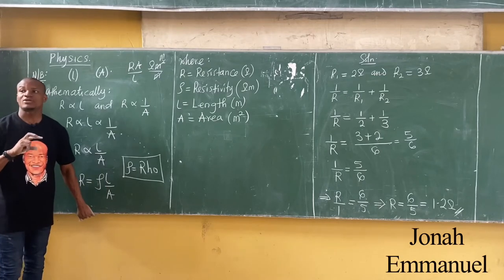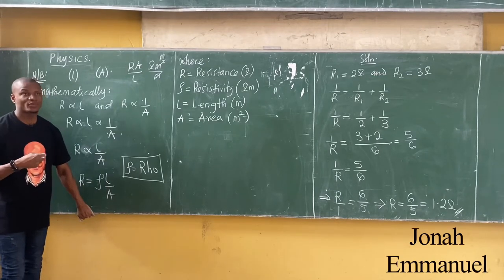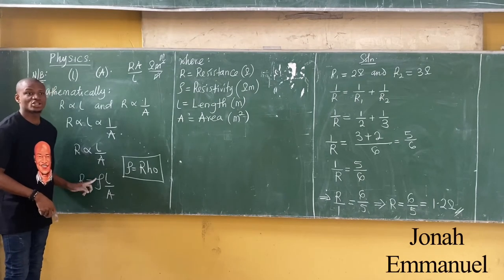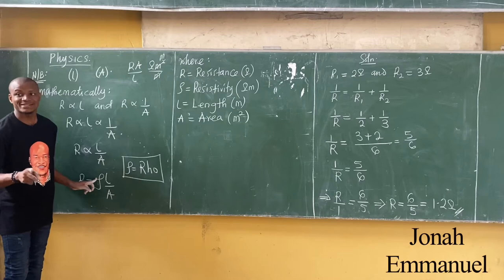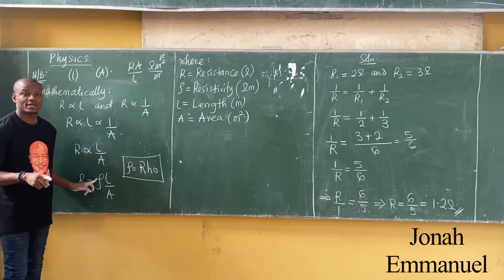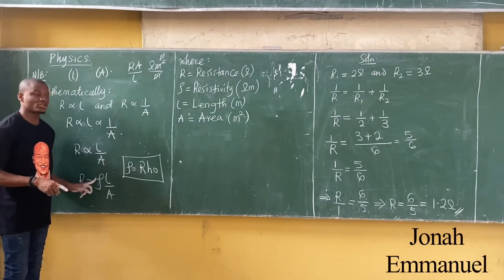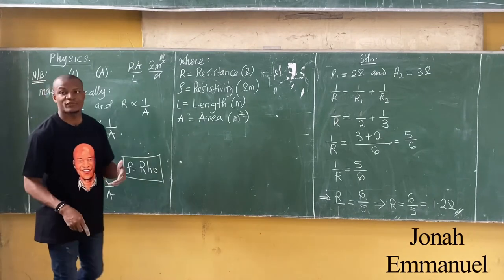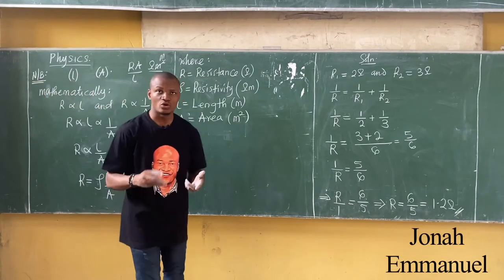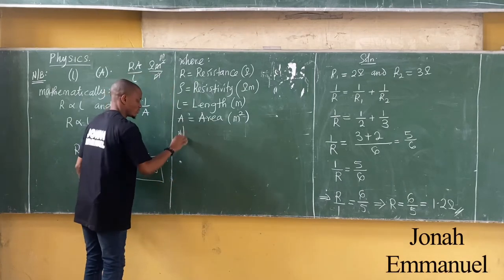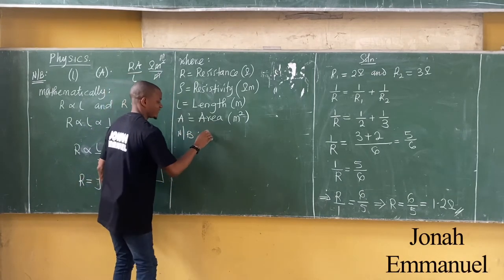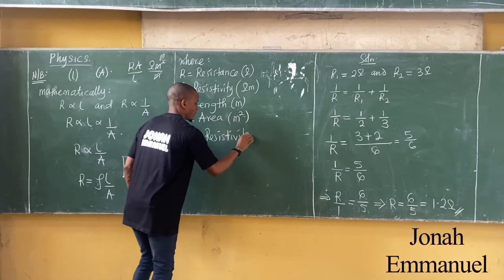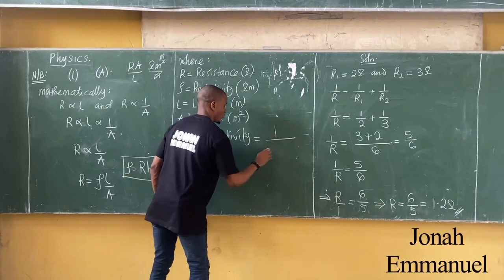Now, this question can be twisted in some ways. In some cases, instead of giving you resistivity, they'll give you conductivity. So if I'm given conductivity and I have to find resistivity, what do I do? Note something, please. Note that resistivity is equal to the inverse of conductivity.